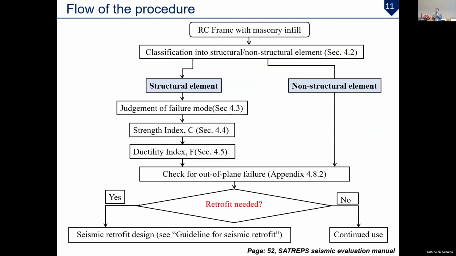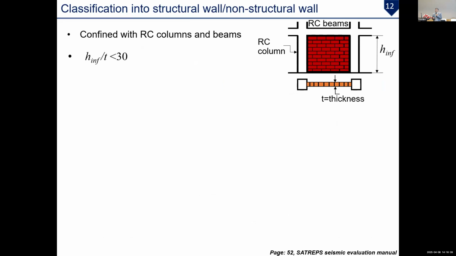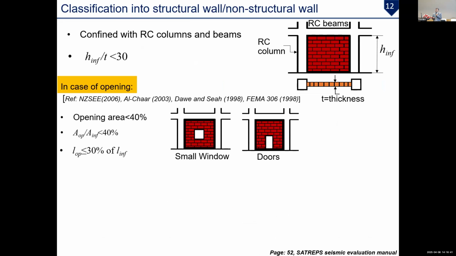Here is the flow diagram. First of all, we have to check whether it is a structural or non-structural wall, then a structural element or non-structural element. Then we will judge the strength index and ductility index, and of course check the out-of-plane failure. If the wall has out-of-plane failure, then we will not take the strength into consideration. First of all, the classification of the structural wall.